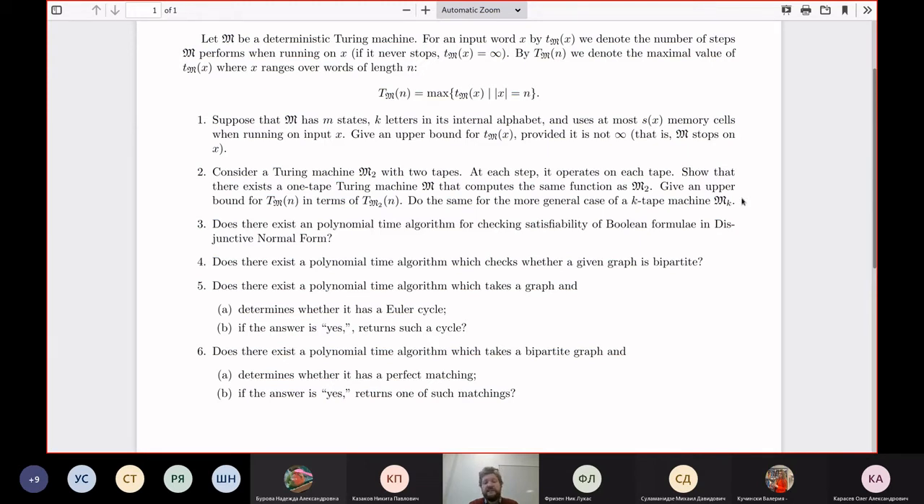No. Okay, then let's go to task three. It's a question for you, and actually I think you already know the answer. No? It doesn't. Which one doesn't? For a disjunctive normal form. Not conjunctive.